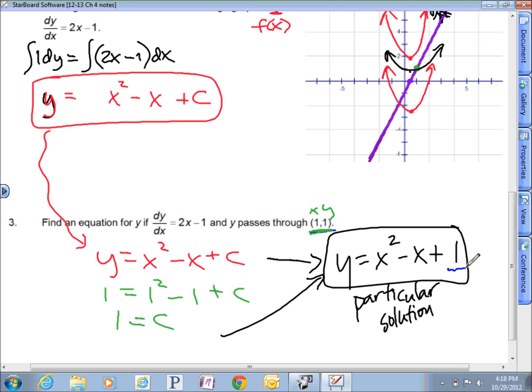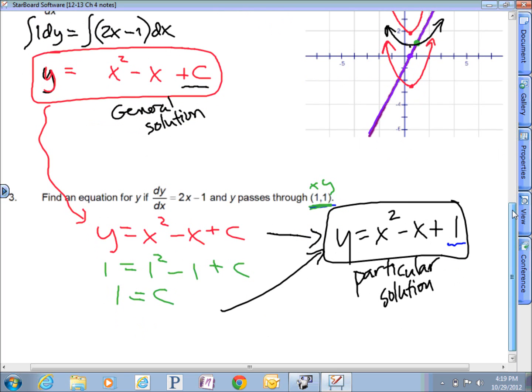The red one is what we call a general solution. Why? Because it has some gray area in it. It has the c. The red ones can be wherever we want them to be. The black one has to be in the specific spot. It has to hit the right place so it passes through that particular value. And no, my red graphs and my black graphs are not perfect, but I hope you got the idea that one of them has to be drawn so that it hits that green dot, and the other ones can be drawn wherever they want as long as they have the minimum at x equals 1/2.